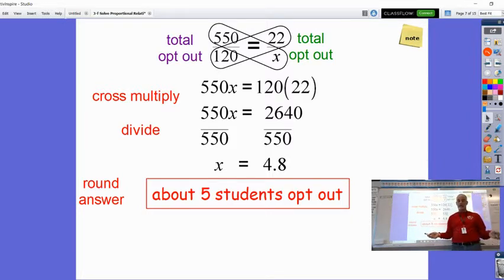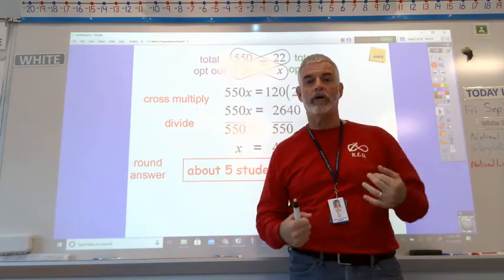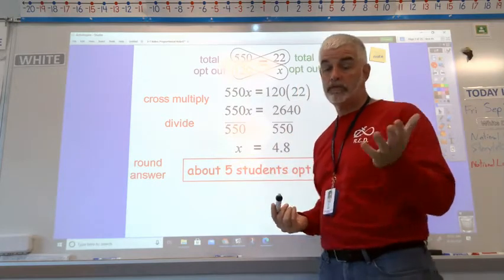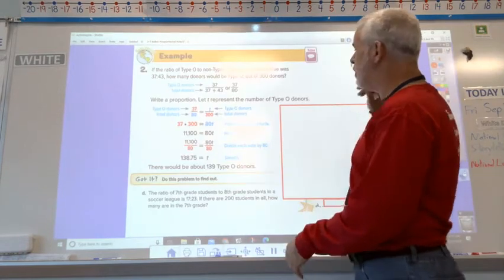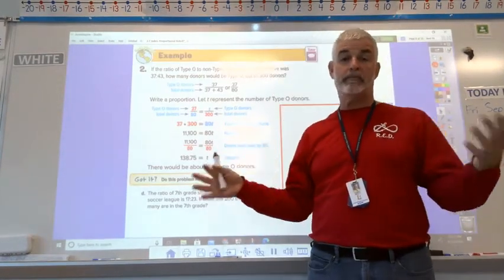Okay, now it's not a whole number because proportions may not always come out to whole numbers. But to answer the real world question, if it's 4.8 students, about how many students would I expect that to be? Well, that's about 5 students. So the answer to the question is about 5 students would be opted out, or expected to be opted out, in this one class of 22. Okay, this is how proportions work. You're given a ratio in one situation, and you're using it to figure out the ratio in another situation. All right, so let's go to the book now.